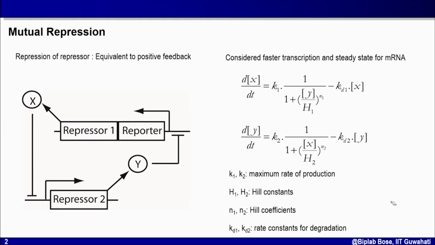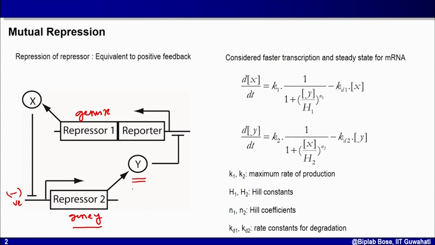Here, this circuit is made up of two genes. Suppose the first gene is gene X and the other gene is gene Y. Gene X gives rise to protein X shown in the circle, and this X itself is a transcription factor, and that transcription factor X controls expression of protein Y from gene Y, and the control is negative. As you can see, we have a hammerhead. So essentially, X inhibits expression of Y.